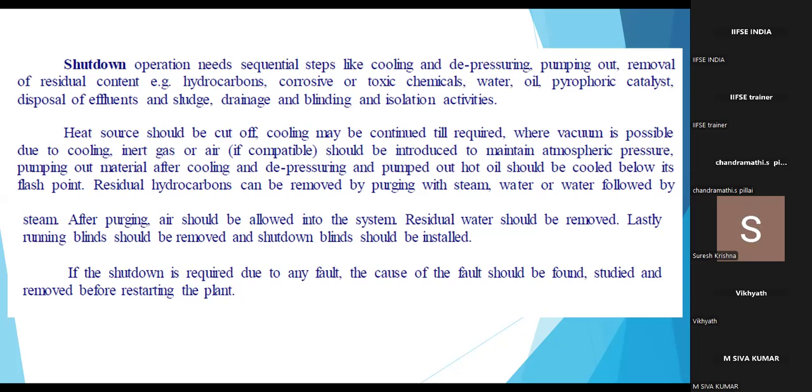If you see in the previous starting process, there we were removing the shutdown blinds and putting in the running blinds. In reverse, here we are removing the running blinds and putting in the shutdown blinds because we are taking the equipment for shutdown. And if the shutdown is required due to any fault, the fault should be found, studied and removed before starting the plant. That is about the shutdown activity.